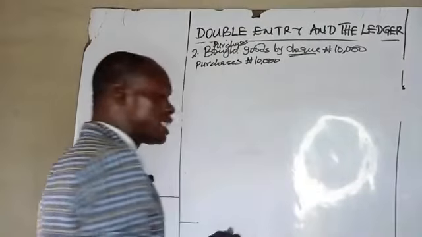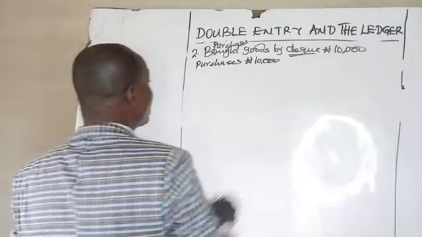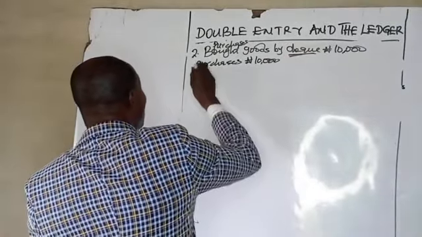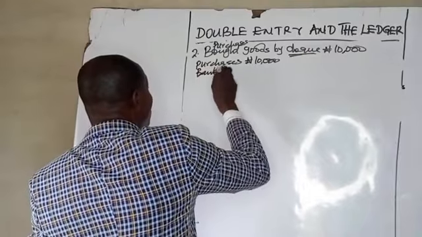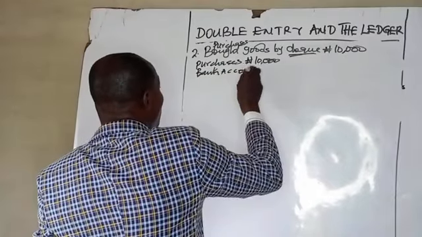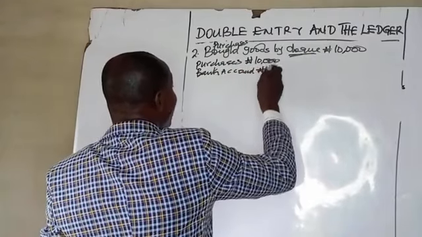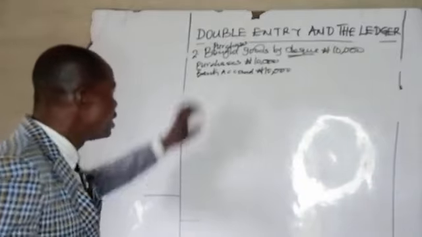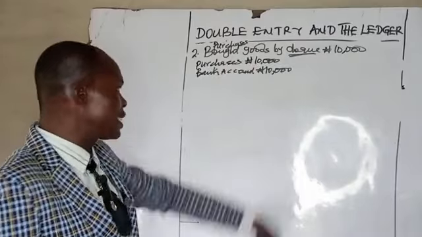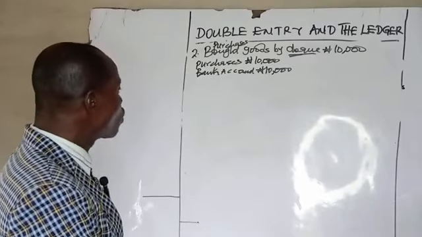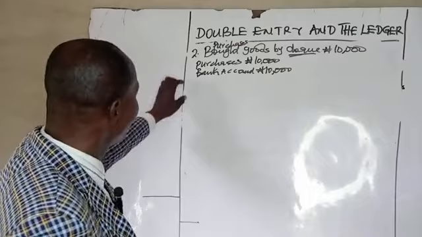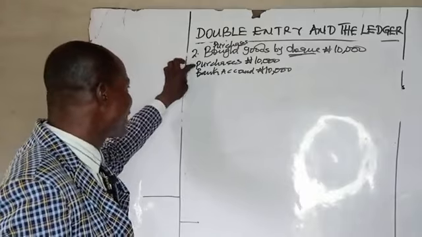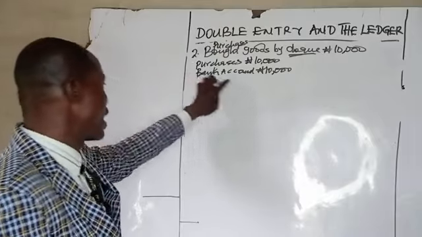A check is presented by the bank. So anytime you see check, it will affect bank. So you are going to have the bank account, and we are going to record the sum of 10,000 naira into the bank account. These are the two accounts affected. When goods are bought by check, it will affect the purchases account and the bank account.